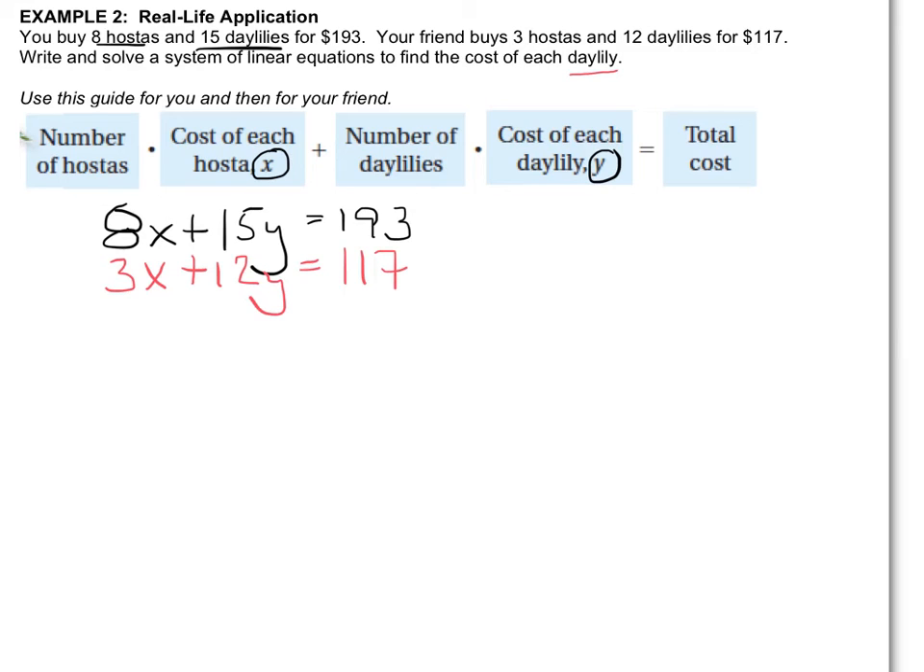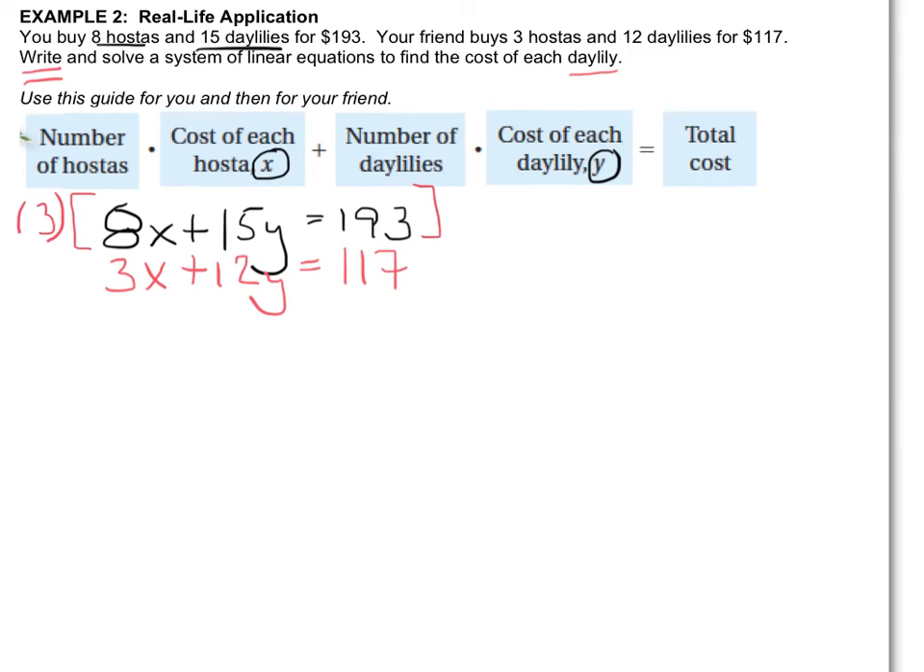So by having my system, we have done the first part here, it says write the system. Next I want to look at the two coefficients that we're trying to deal with. Here we have 8s and 3s, 15s and 12s. Neither of those are opposite coefficients. I think though what I'm going to focus on is 24 to help me eliminate the x's.